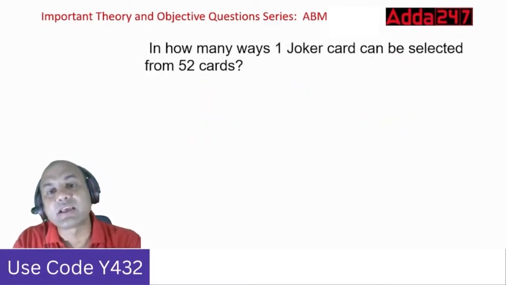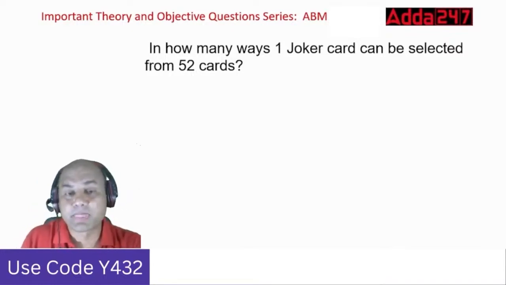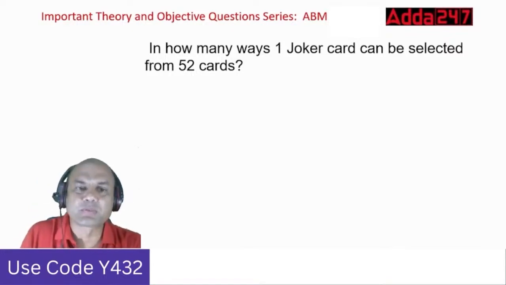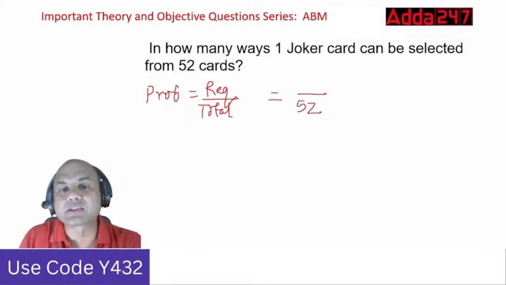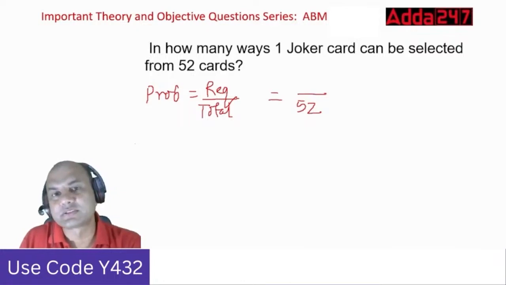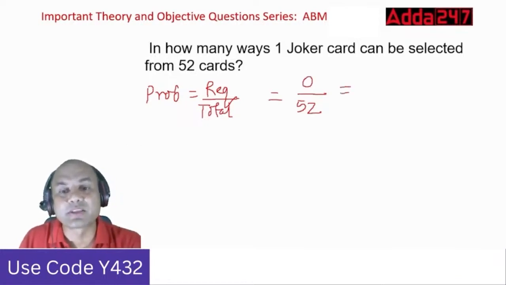In how many ways can I select one joker card from a pack of 52 cards? Again, a simple one. Probability equals required upon total, right? How many cards are there in total? 52. How many jokers are there in those 52 cards? There are 0 jokers. Joker is outside this pack of 52. So the probability is 0.